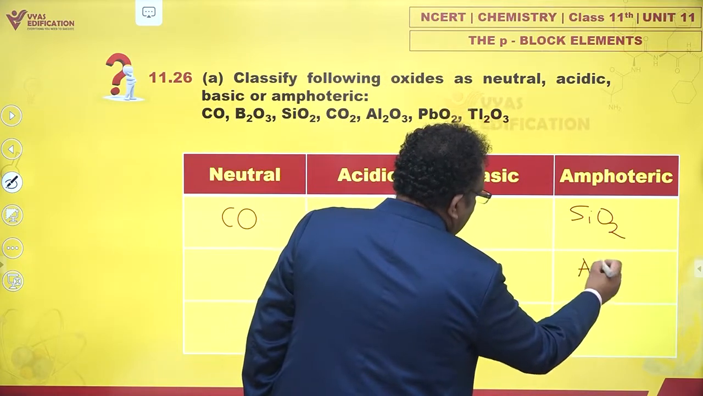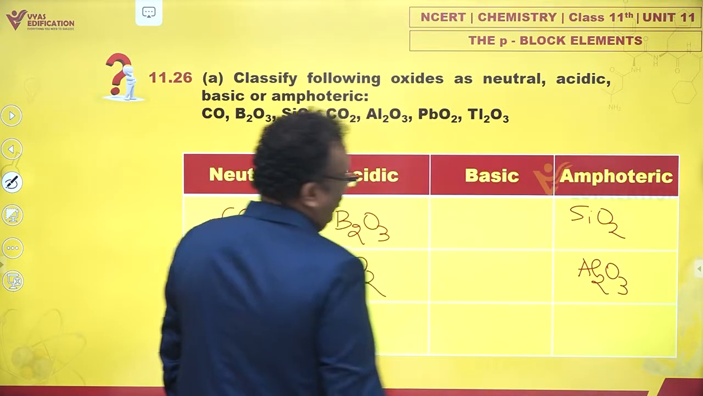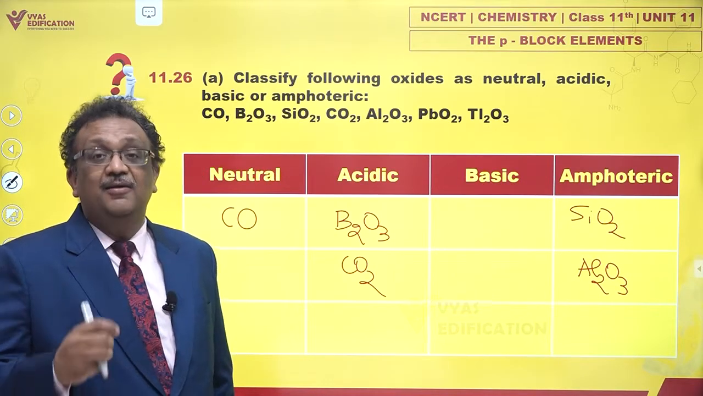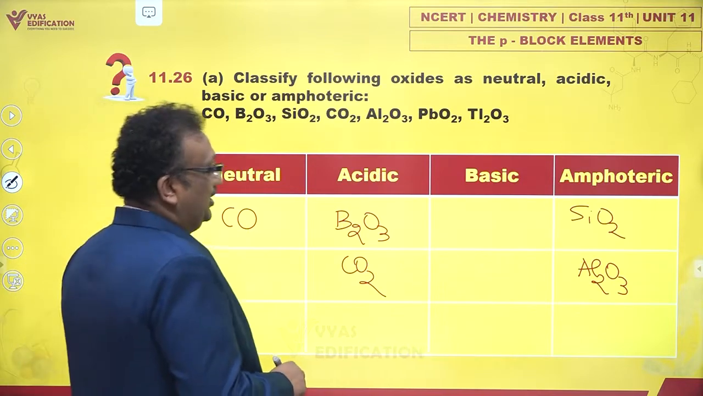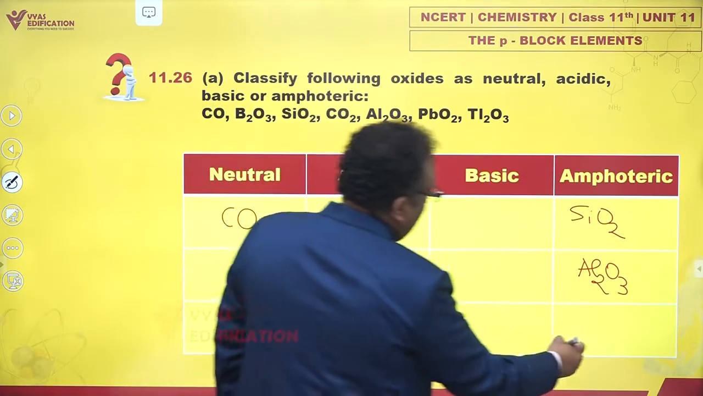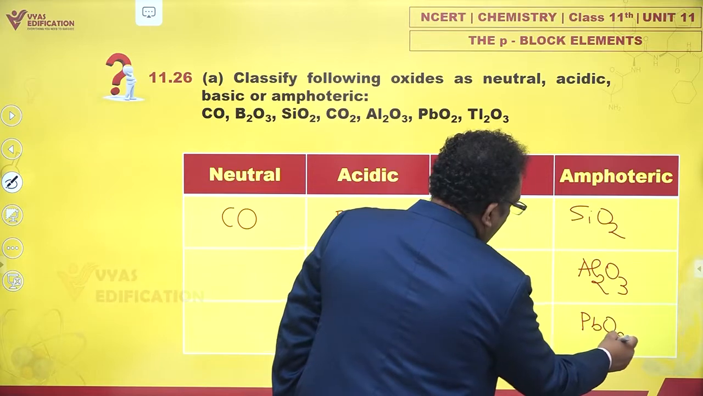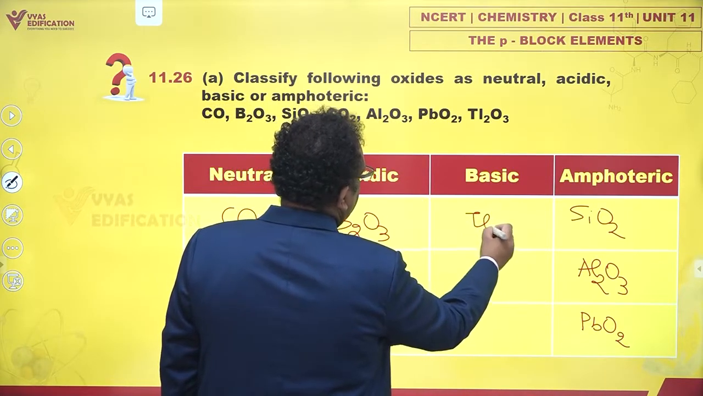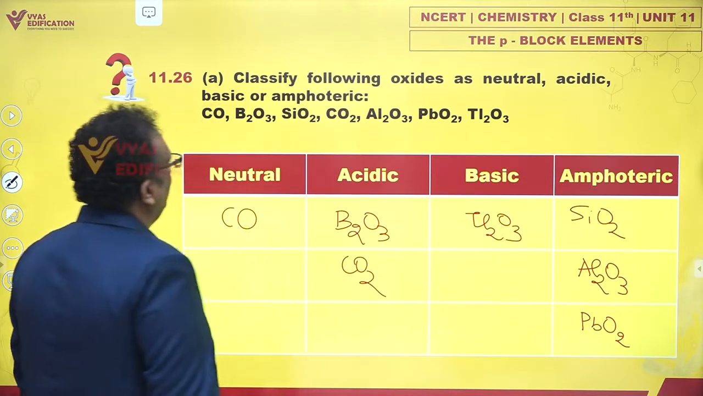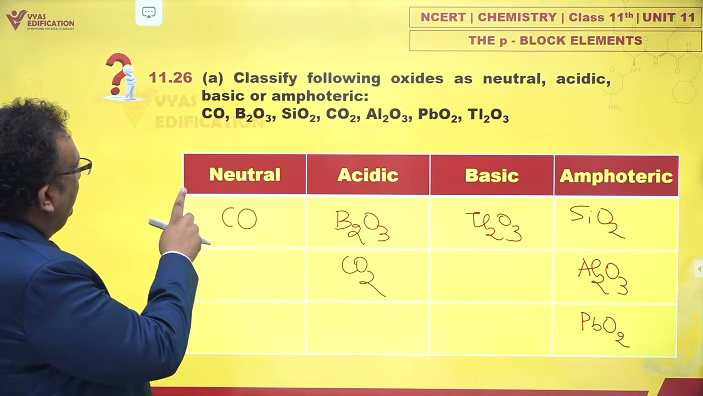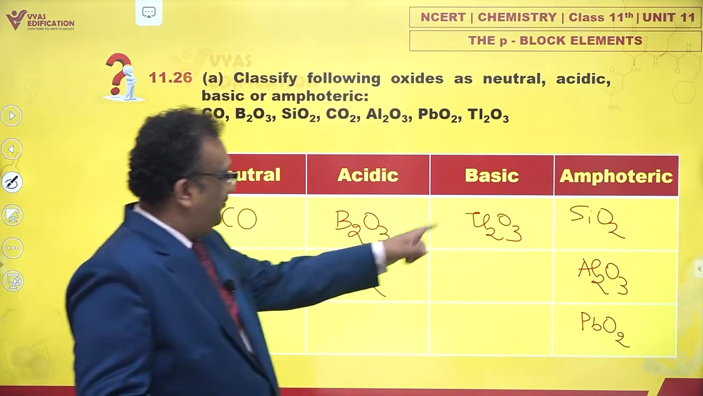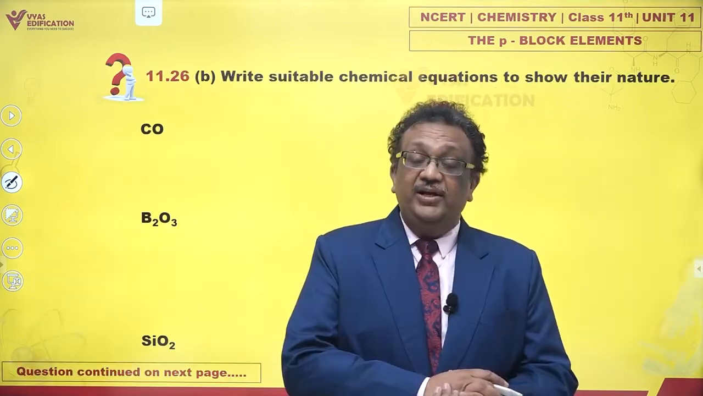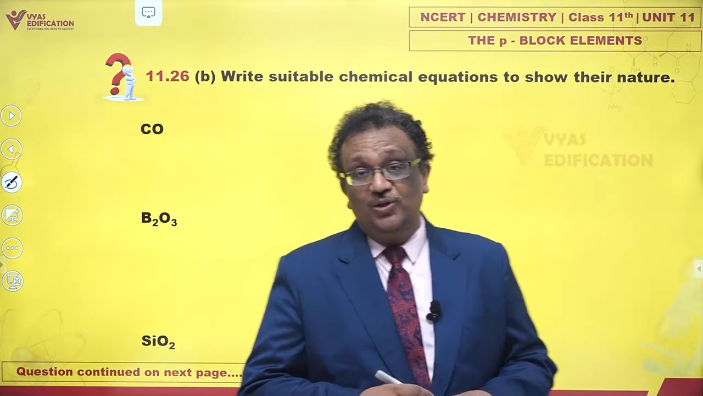Al2O3 is an exception, because aluminium, although it is a metal, along with tin and lead, has oxides that are typically amphoteric from the P block down to aluminium. Then we have PbO2, which is also amphoteric. Tl2O3 is basic. We have done the classification. This is the answer. Write the suitable chemical reactions to show their nature.